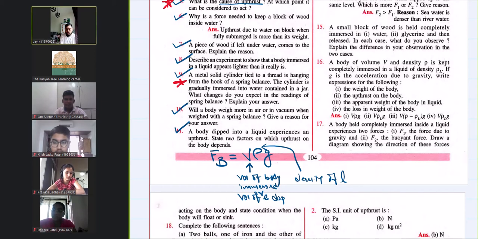ऑयल फ्लोट्स ऑन वाटर, मतलब ऑयल की डेंसिटी तो वाटर से भी कम है, तो will oil exert as much upthrust as water? No, sir. No, it will not. It will not exert as much upthrust as water. Okay.